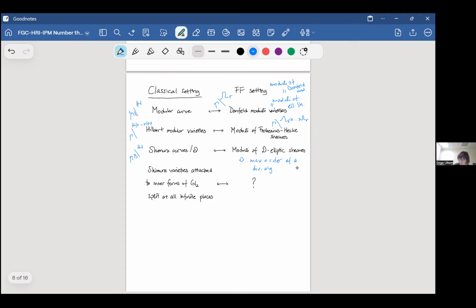And you can think of them again as omega R, suitable subgroup, but with D included now. Now then, what are the Shimura varieties attached to inner forms of GL2 that split at all infinite places? What's the analog? And the answer is given in my thesis. This is what I called generalized D-elliptic sheaves.